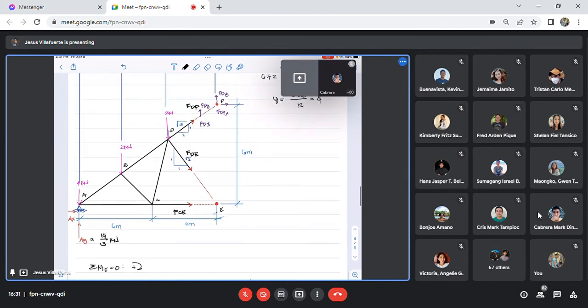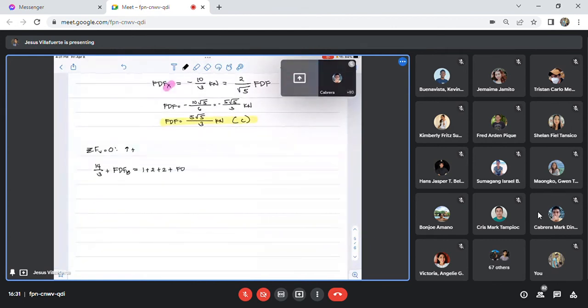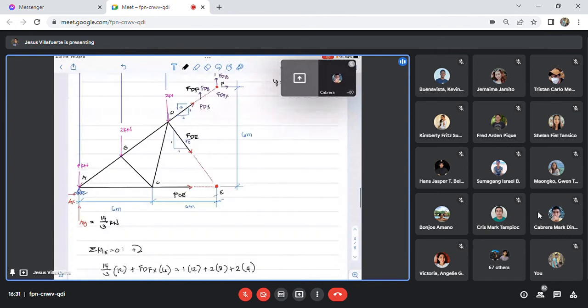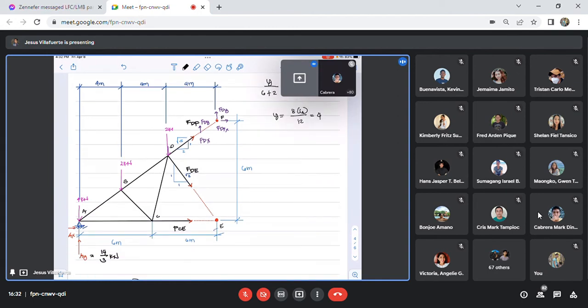Ang down sa? FDFY, correct. FDEY. Isa pa? Wala na? Wala na sa? Up is 14 over 3 and FDFY, and then down is FDEY.